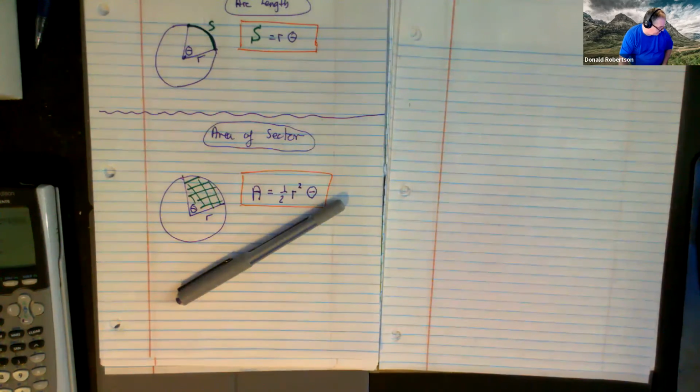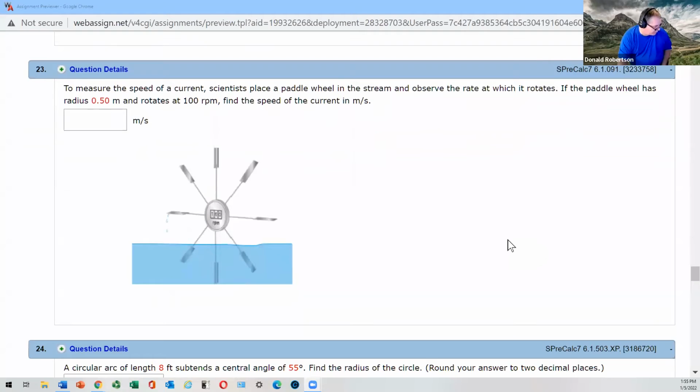Okay, this is the last puzzle one that I want to do, and then we can essentially call this section finished. I want to show you a paddle wheel question. To measure the speed of a current, a scientist places a little paddle wheel. Have you ever seen them? They tend to be on a little stick, and you put them in the water and they turn, and it registers the movement and it gives you your speed.